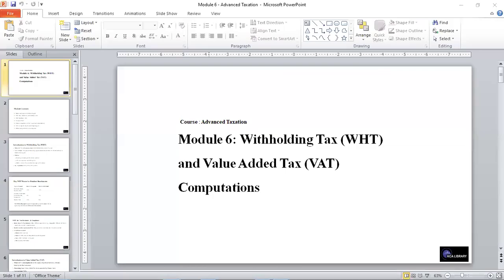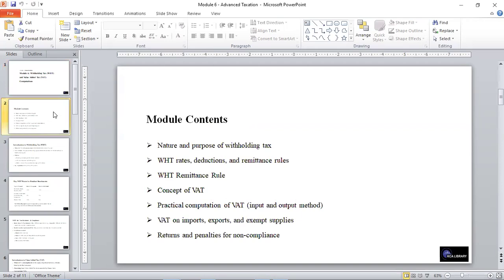In this class we will look into withholding tax and value-added tax, the computation. It's a brief one, and we will look into the nature and purpose of withholding tax, the rate, deduction, and remittance rule, the concept of VAT, the practical computation of VAT in terms of input and output method. We look at VAT on import, export, and exempt supplies, and returns and penalties for non-compliance.